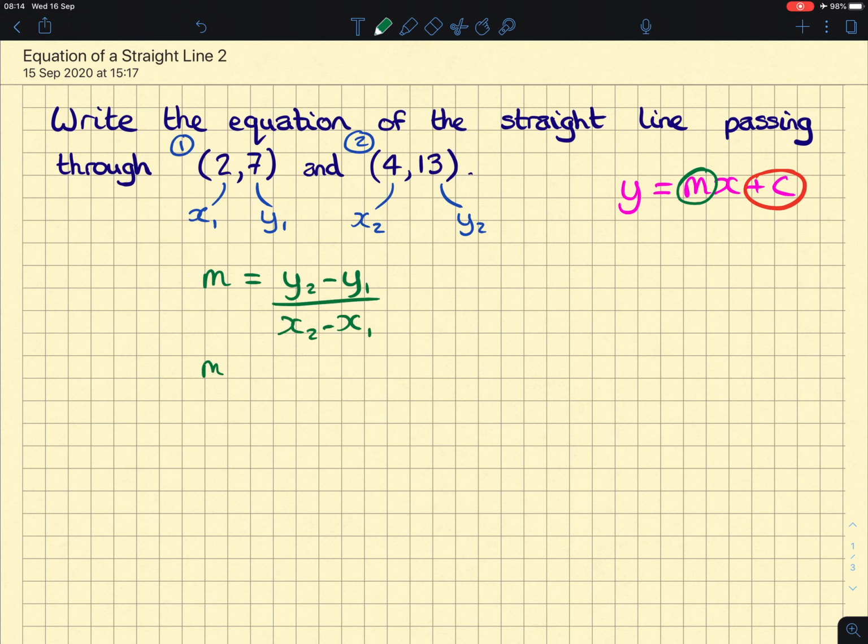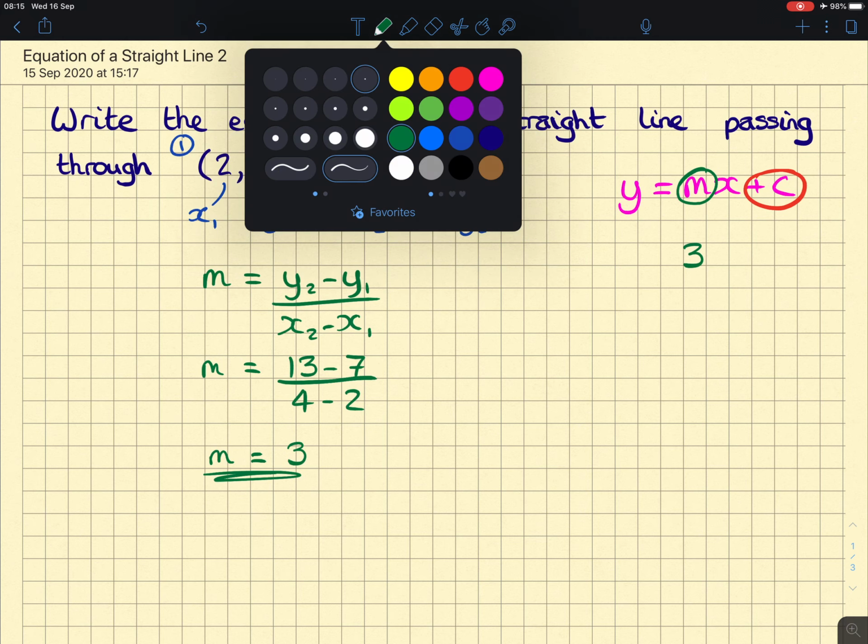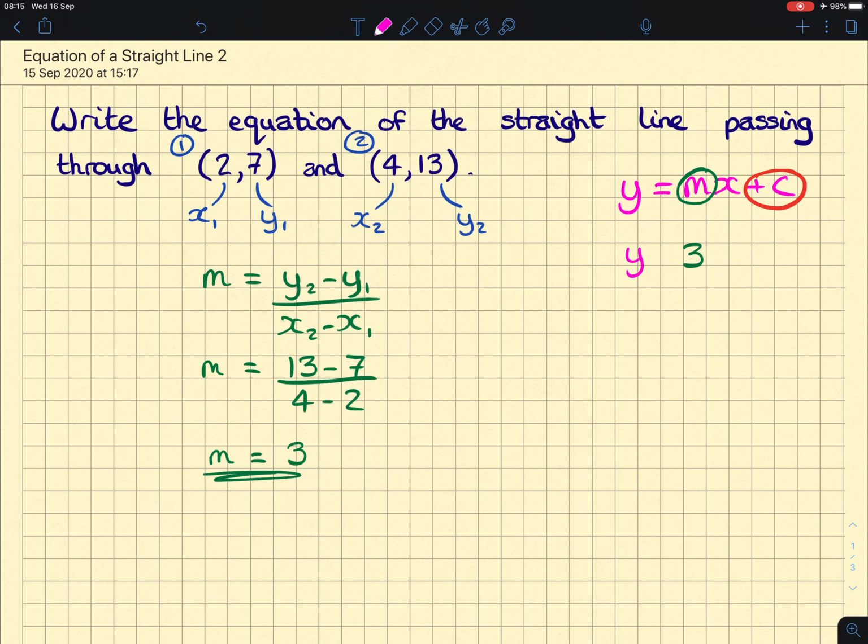Being careful with how I sub everything in now. y2 is 13, 7 is y1, all over 4 is x2, and 2 is x1. That then simplifies to being 6 over 2, which gives us a final gradient of 3. So that means that we know that y equals 3x plus c. That's us found half of what we needed to in the question.